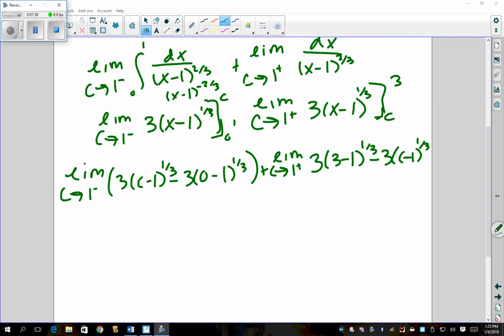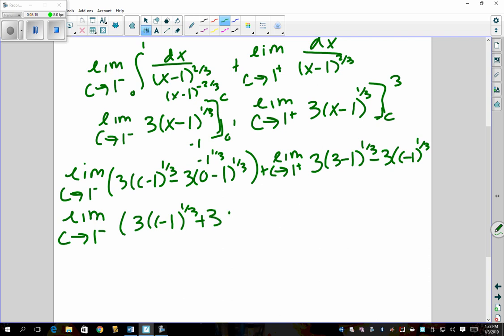And I realize that I have made a mistake. This lower bound should be 0. Never mind, I realized I had not made the mistake that I thought I did. So we are good to go. So then we can simplify this. The limit as c approaches 1 from the negative side, this becomes 3 times c minus 1 to the 1/3 plus. This ends up being negative 1 to the 1/3, which is just negative 1. Negative 1 times negative 3 is positive 3.